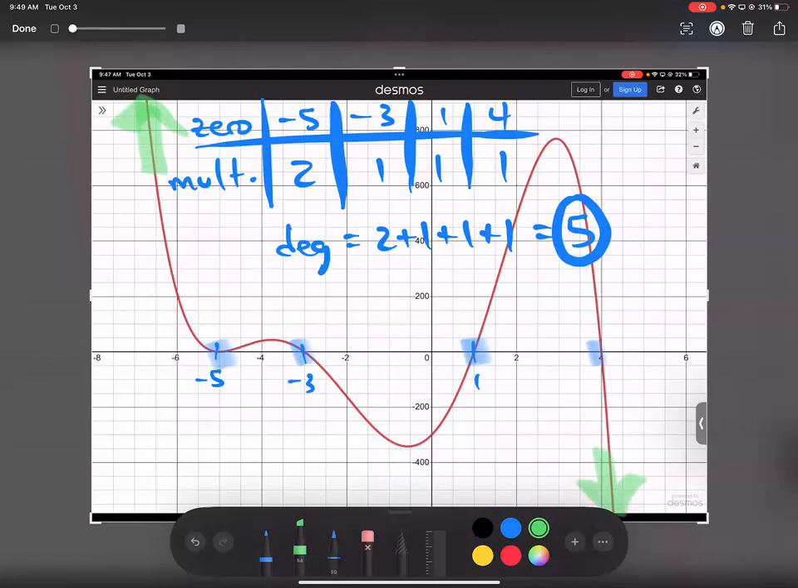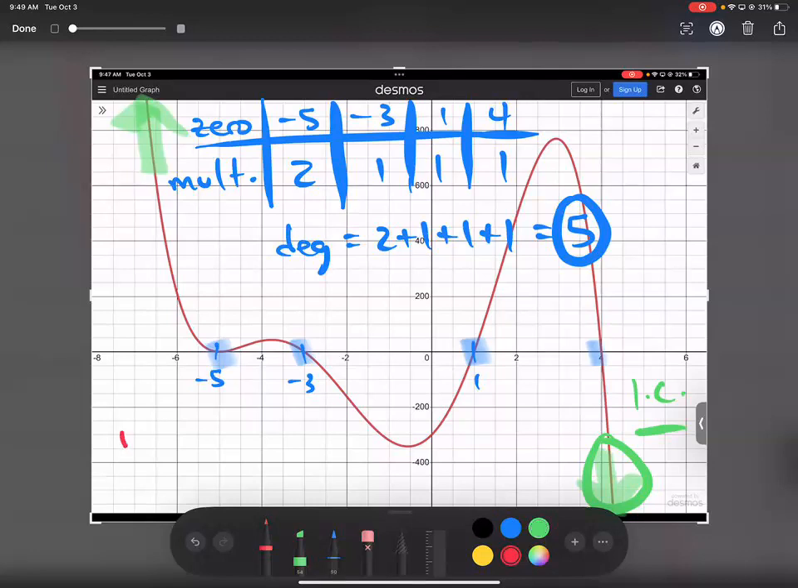What else do we need to be able to write this down? Is the leading coefficient positive or negative? Negative. How do you know? Yep. Okay.